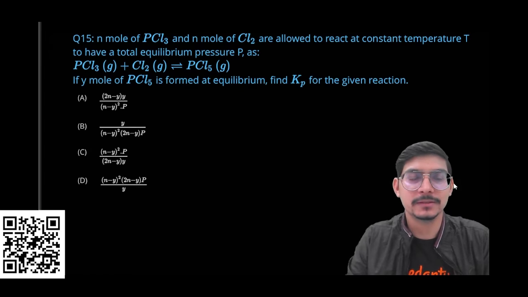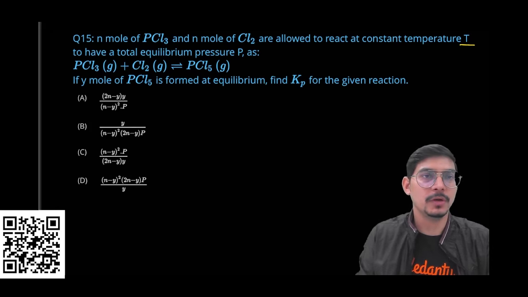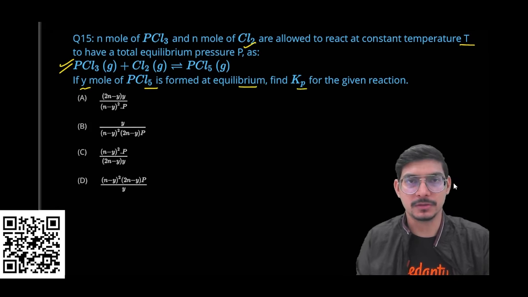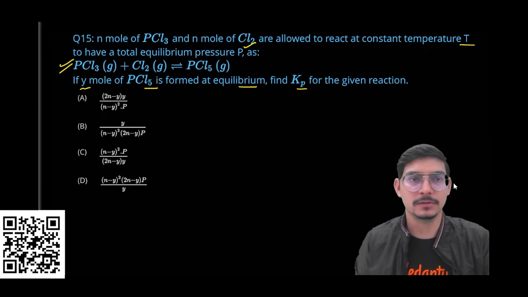Hi everyone. In this question, we have n mole of PCl3 and n mole of Cl2 reacting at constant temperature T to have a total equilibrium pressure capital P as per this equation. And it is given that if y mole of PCl5 is formed at equilibrium, then what is the expression for Kp, which is equilibrium constant in terms of partial pressure. We have 4 options and then we have to identify the correct option out of these.